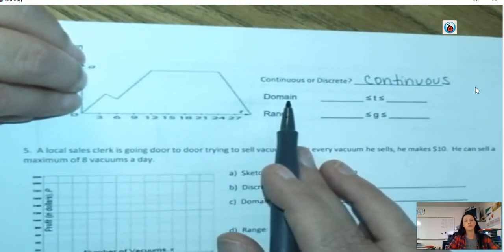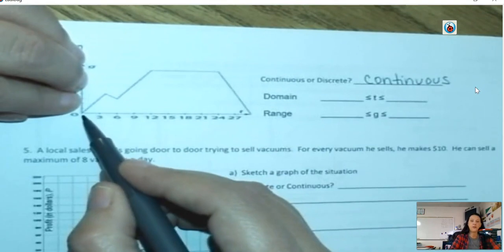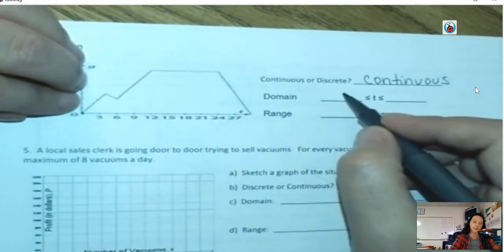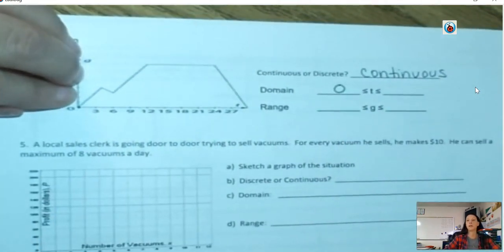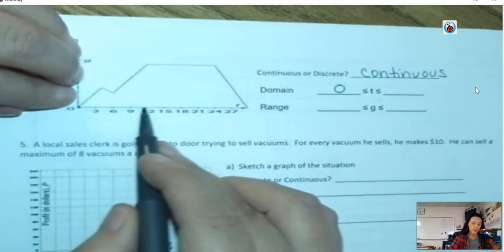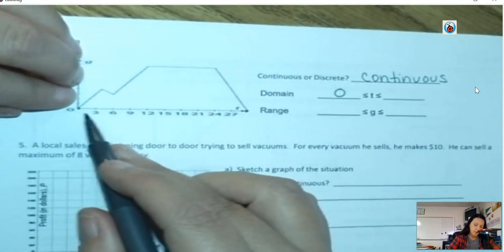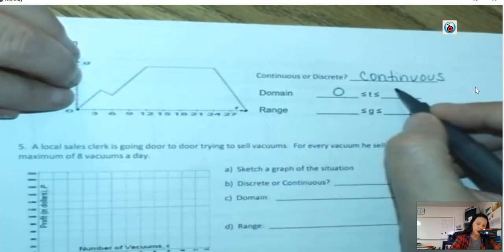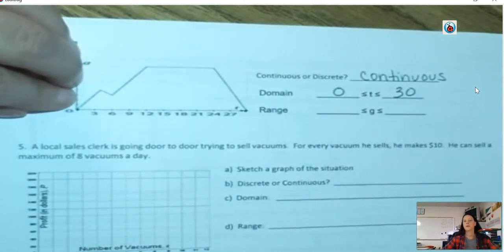Okay, to figure out the domain. So domain is the x value, so ignore the y right now. Look for the smallest x that's being used. So the smallest that has a point being used is at 0. That's the smallest x we're using. And if you keep going, the biggest x is going to be here. If you look, the graph is going by 3s, so I'm just going to assume that's probably 30. So the domain is all numbers from 0 to 30.